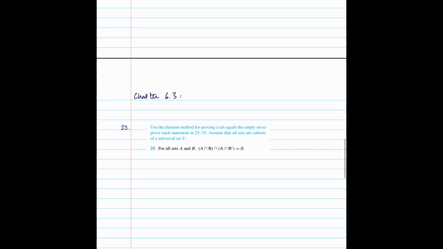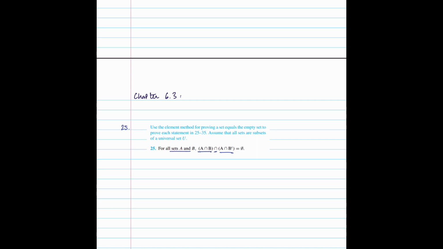Alright, number 25. Use the element method for proving a set equals the empty set to prove each statement in 25 to 35. Assume that all sets are subsets of the universal set. So we have, for all sets A and B, the intersection of A and the complement of B is the empty set.